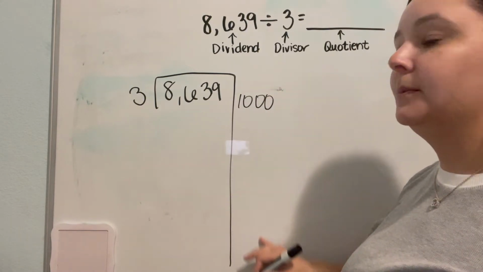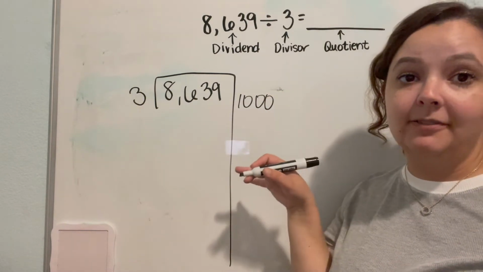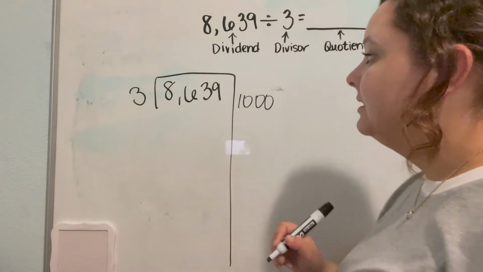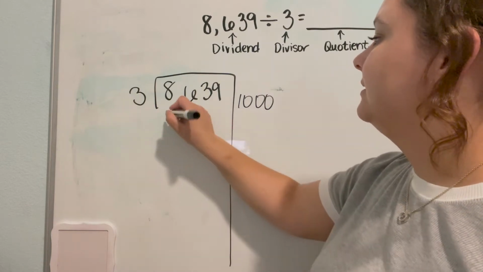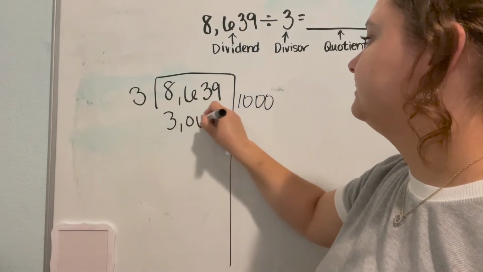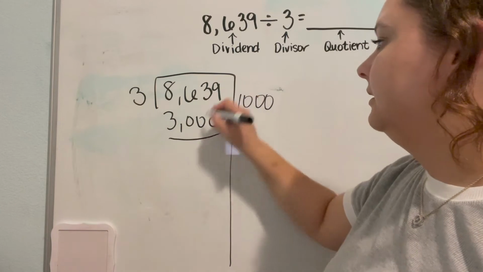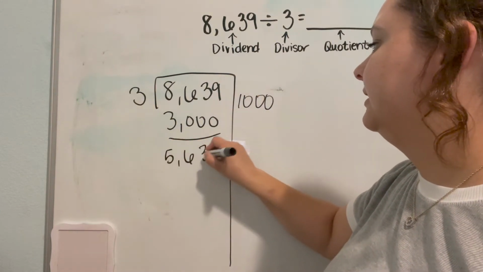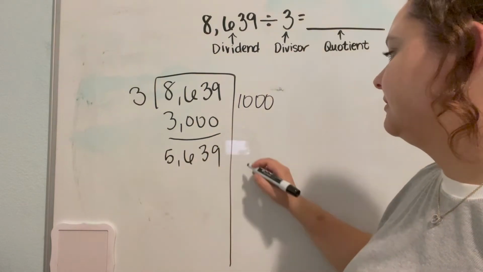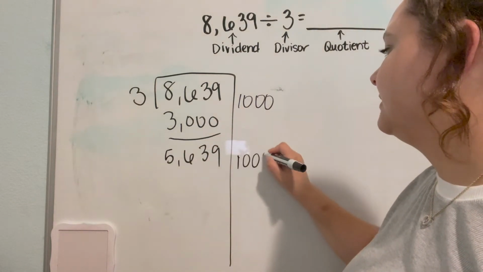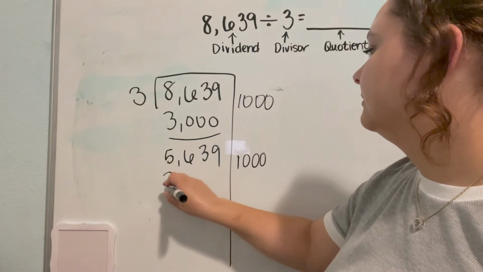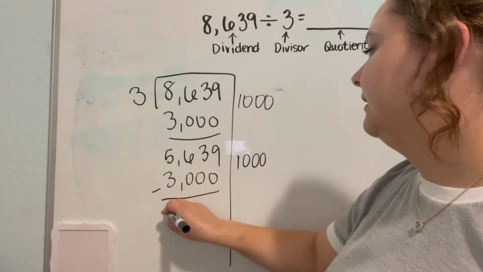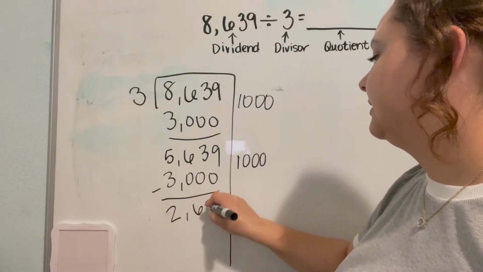And if you use different numbers on here than I did, that's totally fine. It should add up to the same quotient regardless, okay? So we're gonna do 3 times 1,000 gives me 3,000. And I'm left over with 5,639. I can still subtract another 1,000 groups of 3. And now I'm left with 2,639.